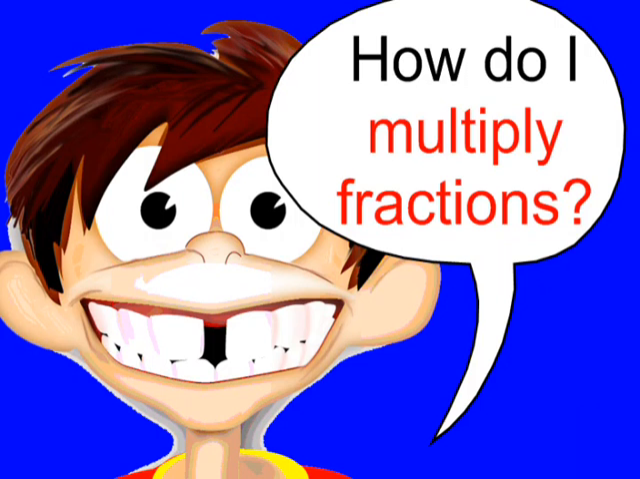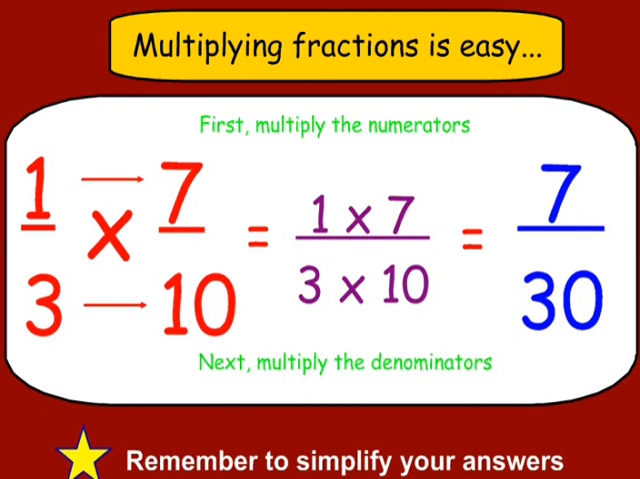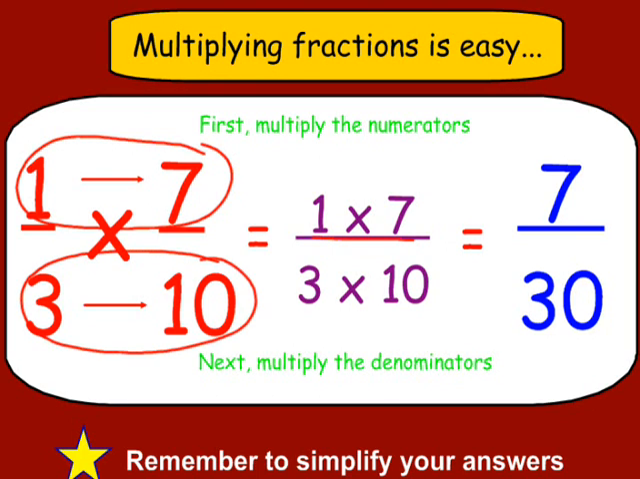Multiplying fractions. So how do I multiply fractions? Multiplying fractions is actually easier than subtracting and adding of fractions. All you need to do is multiply the numerators. So you would do 1 times 7. And then you would multiply the denominators, 3 times 10. And you end up with 7 over 30.